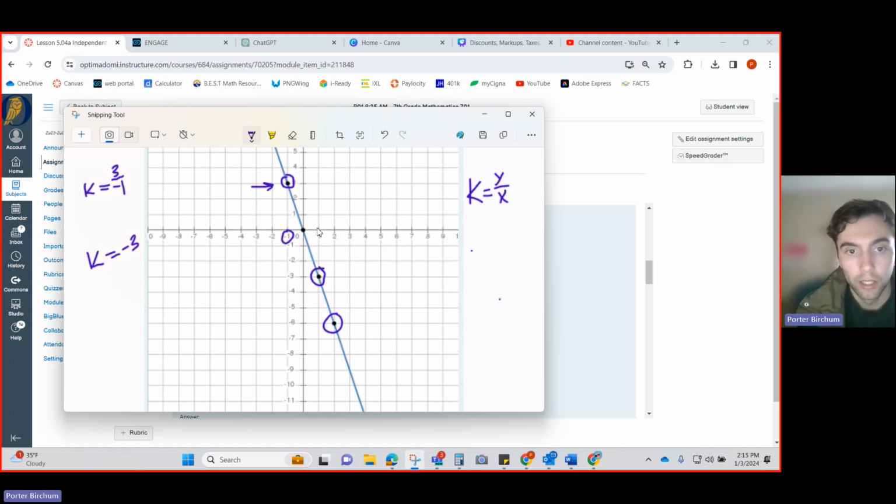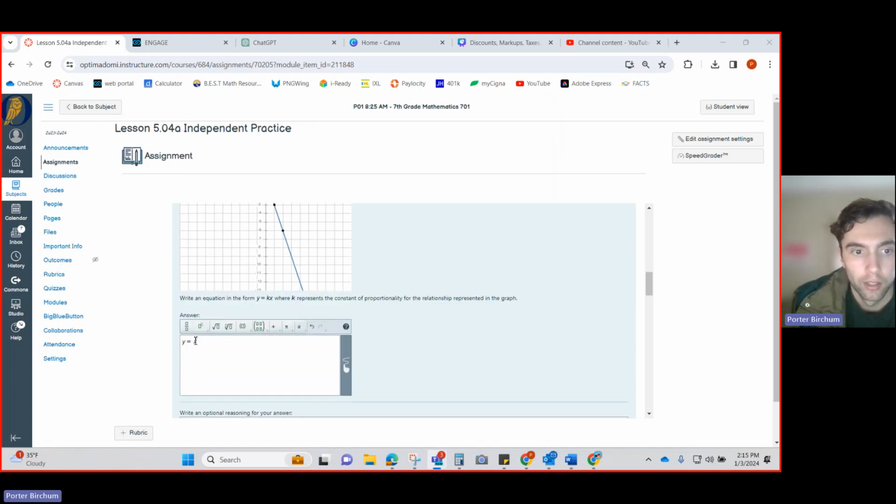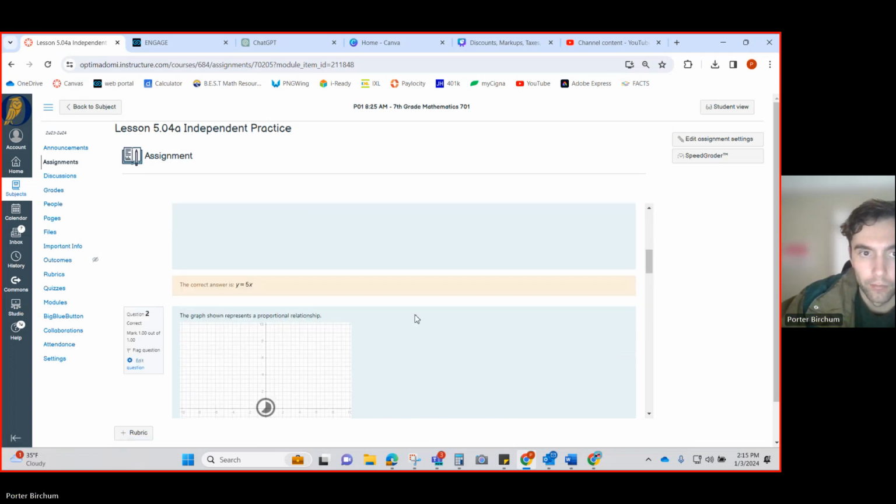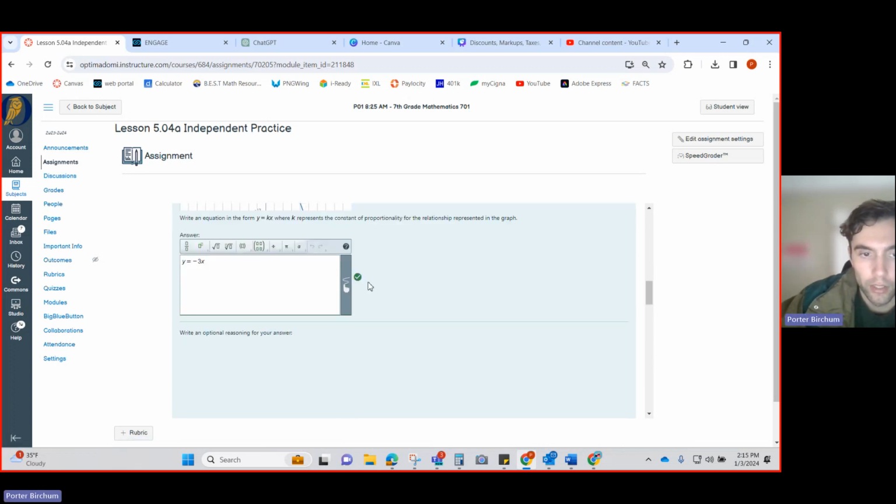Negative 3 divided by 1, negative 6 divided by 2. No matter what dot you choose, you will end with a constant of proportionality of negative 3 by doing y divided by x. So I don't type k equals negative 3. I type y equals negative 3 times x. I write it in equation form like it tells me to do in the question. Yay, green check mark.